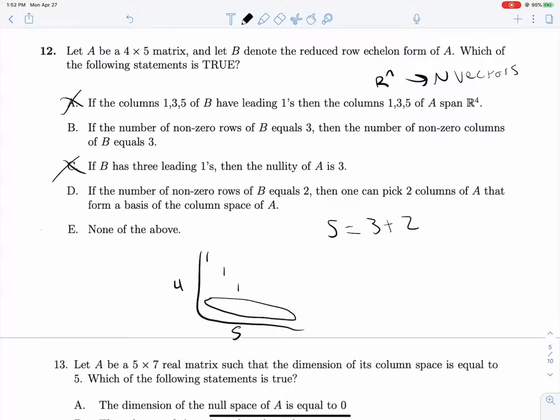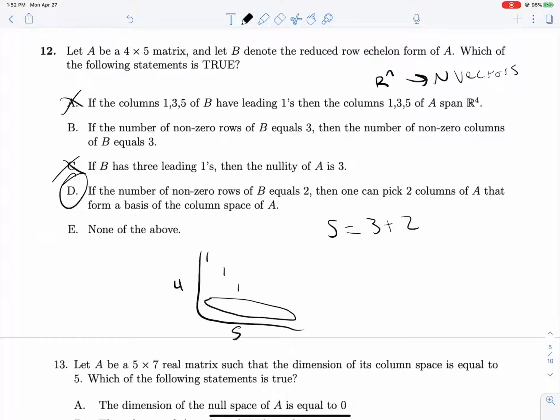Yes, I'm pretty sure that is true there. That's how we find a basis for the column space, specifically by picking the columns that have pivots in them. So why is B false? If the number of non-zero rows of B equals 3, then the number of non-zero columns of B also equals 3. Okay, how about this?